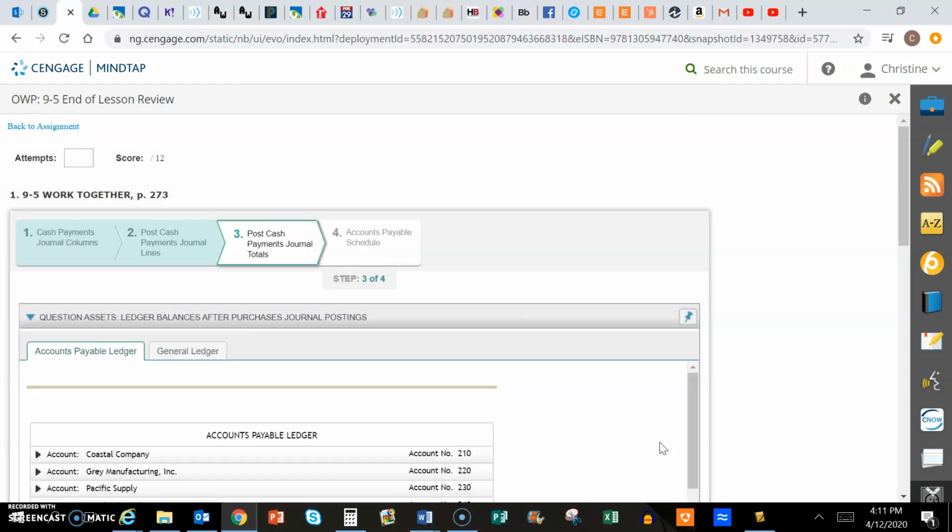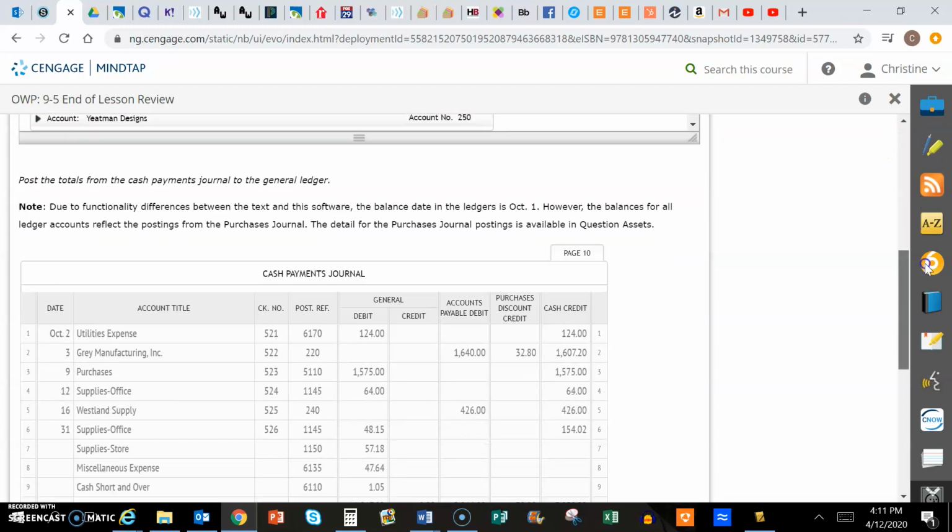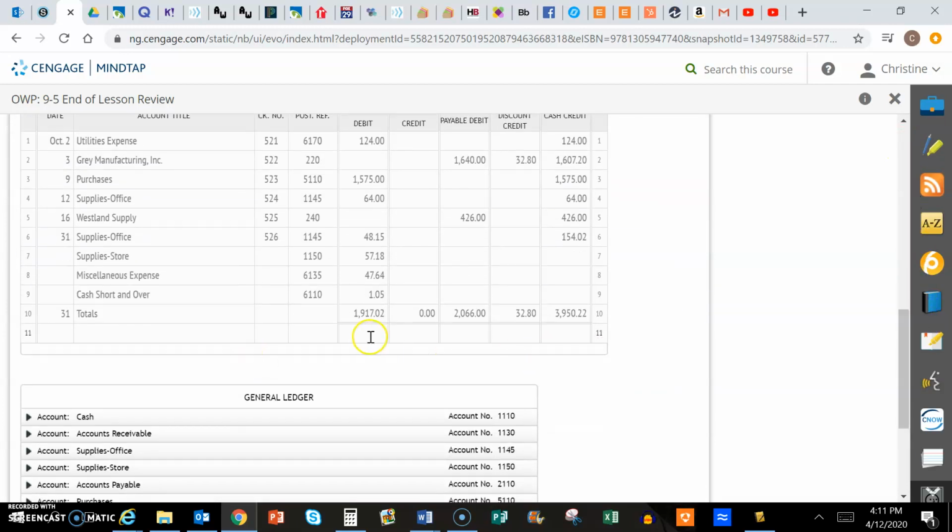Now in this step, step 3, it says post cash payments journal totals. So you're going to post just the totals, okay? Now, everything has to have something underneath the account, under the balance. We already posted all of these items, so that's going to get a check. You guys might remember that, hopefully. This, there's nothing to post, that also gets a check. Okay, these 2 items, this 2066 represents the total. That total is going to get posted into accounts payable, and it's going to occur on the 31st. So 2066 as a debit.